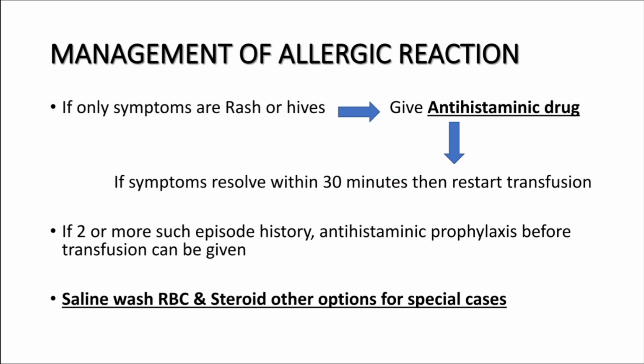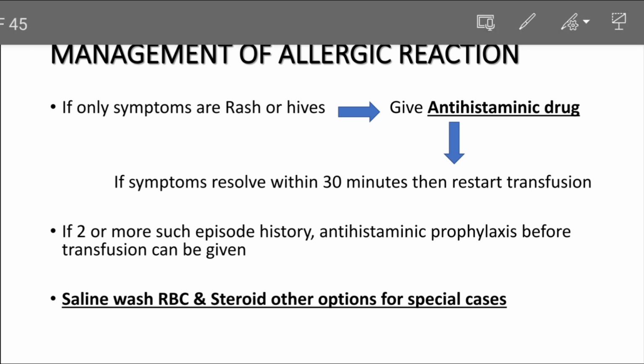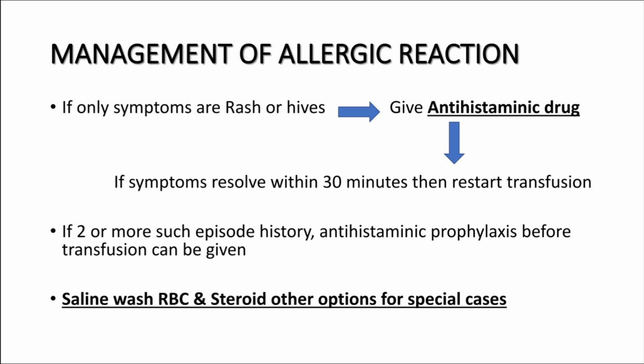But if there is a severe reaction, then sometimes a steroid might be needed, and in such a case you cannot restart the transfusion. You know, a steroid is a more potent anti-inflammatory drug than an antihistaminic drug. So if the antihistamine is not working, then a steroid has to be given. And suppose the patient repeatedly has such reactions, giving a previous history that in the past they were given plasma and had an allergic reaction. In such a scenario, antihistaminic prophylaxis can be given before initiation of blood transfusion.